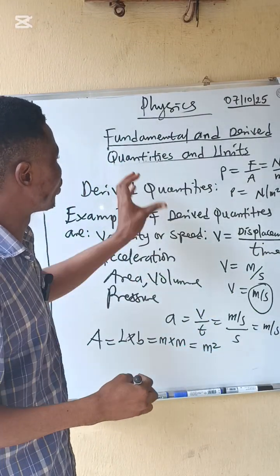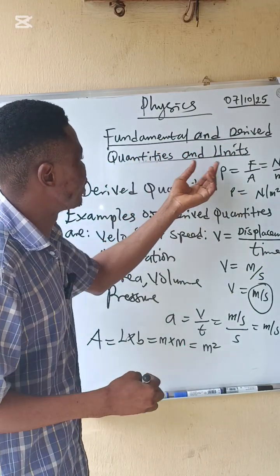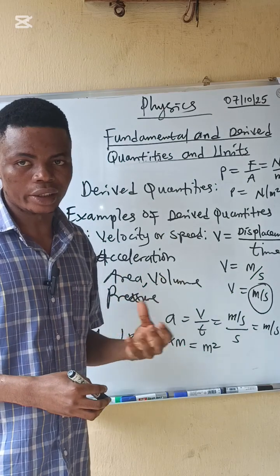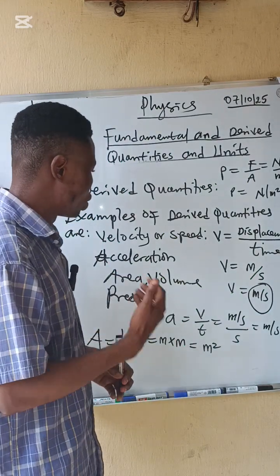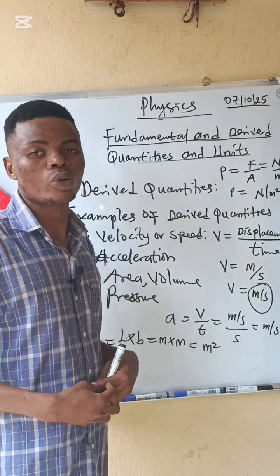So that is how to differentiate between fundamental quantities and derived quantities, and then their units. It is very simple. This is where we are going to stop in today's physics class. In our next class, we are going to look at some other thing.